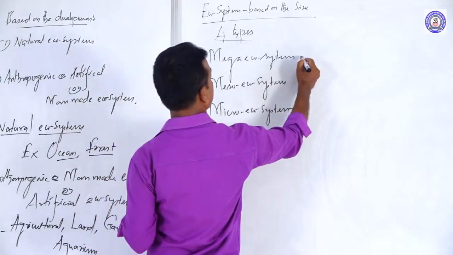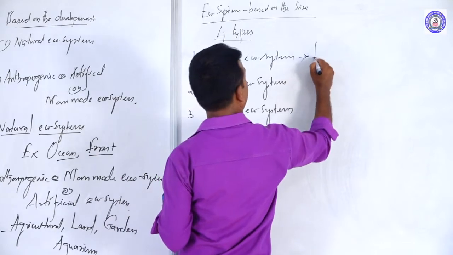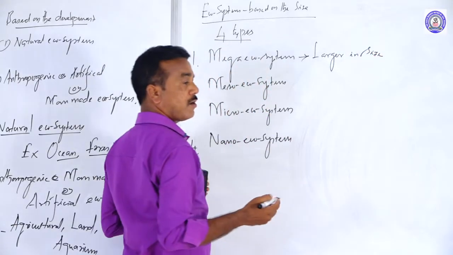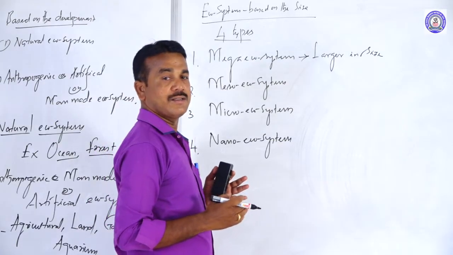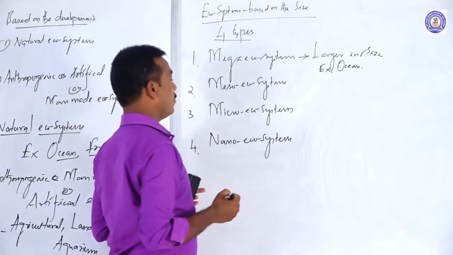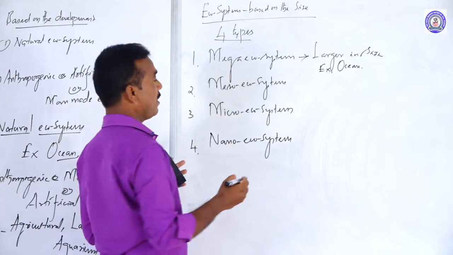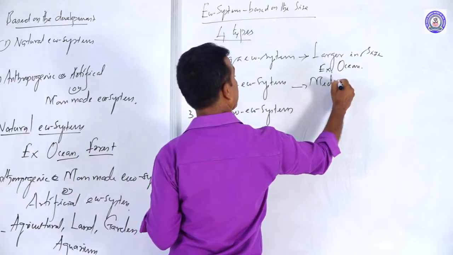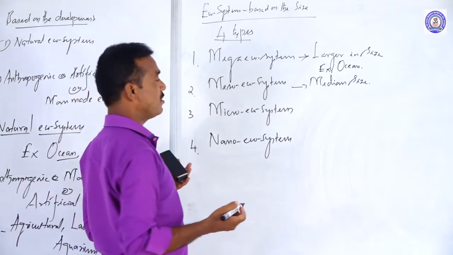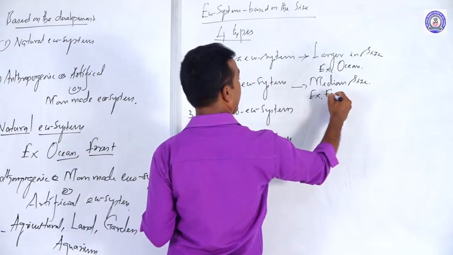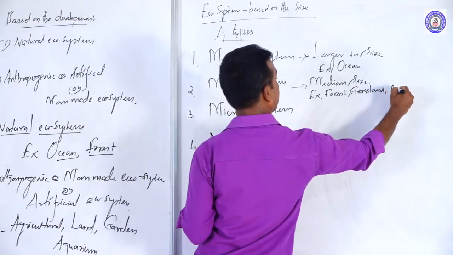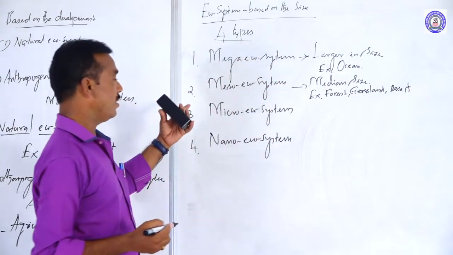So what is the definition of mega ecosystem? The ecosystem that is of a larger size according to the environment. Example is ocean. Meso ecosystem is nothing but the ecosystem of medium size. Its environment is of medium size. Examples: forest, grassland and desert. Those three are examples of meso ecosystem.